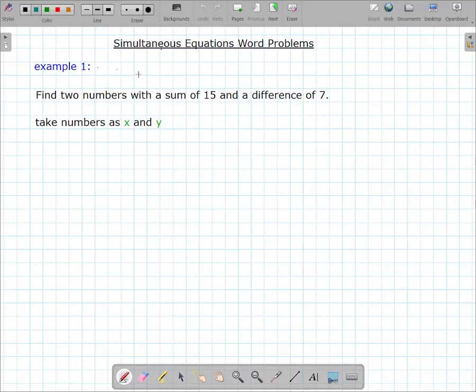Hi, today we are going to do simultaneous equations word problems. Example 1. Find two numbers with a sum of 15 and a difference of 7.